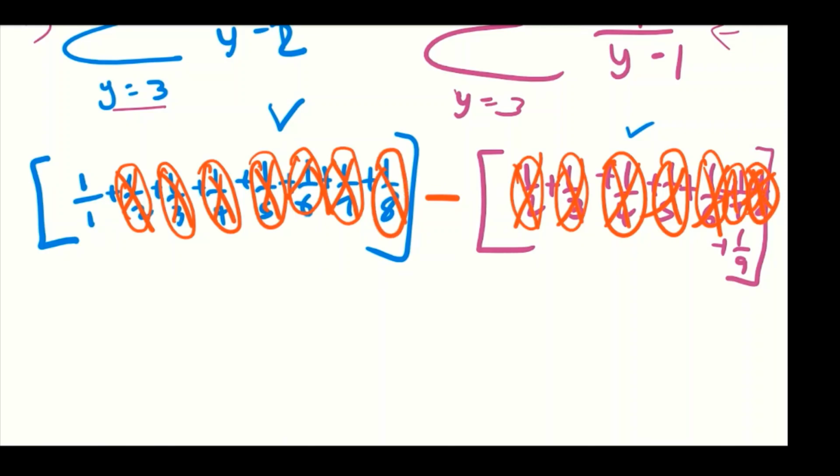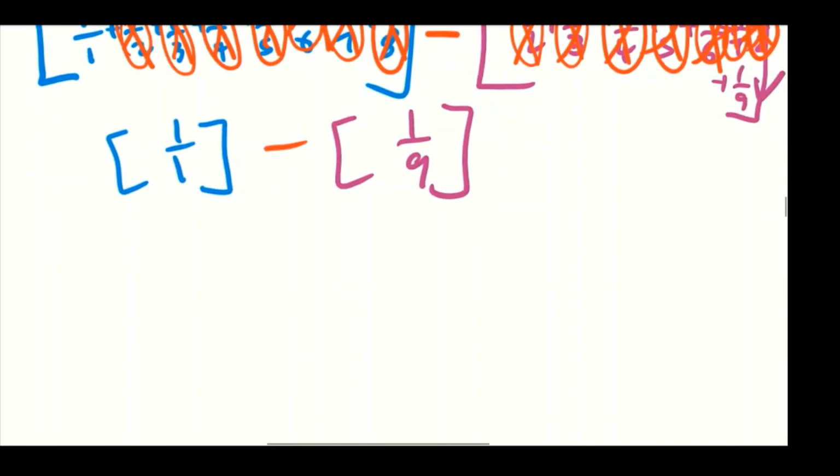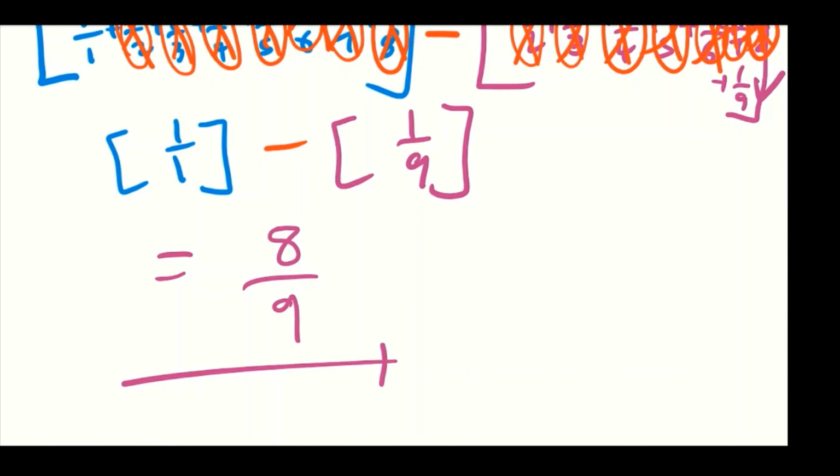So what remains? What remains is this 1 over 1, right? Subtracted by 1 over 9, this 1 over 9 here. So we're just going to separate these two here to find the final answer of this problem. So it's just going to be 1 over 1 minus 1 over 9, which should give you an answer of 8 over 9. So this is the solution for this problem here.